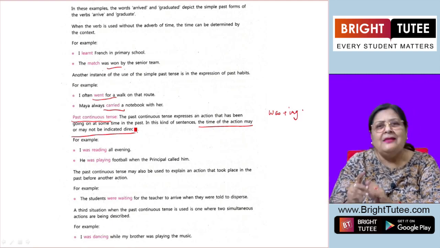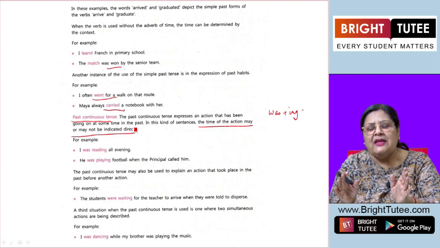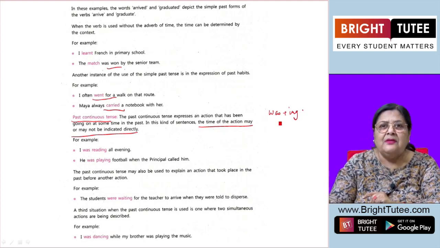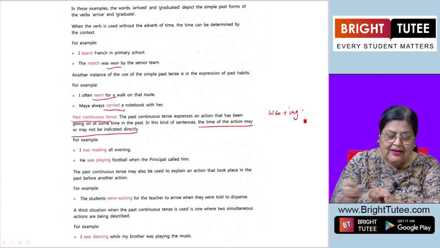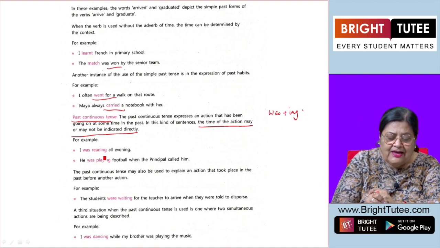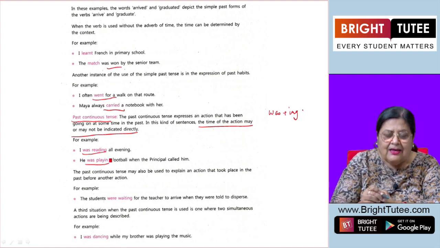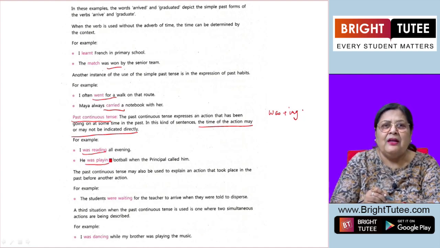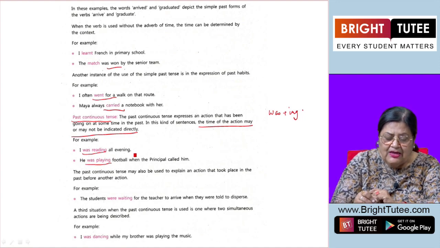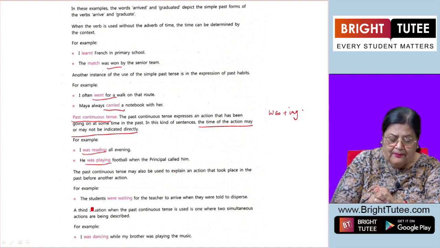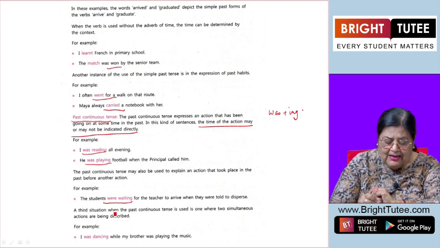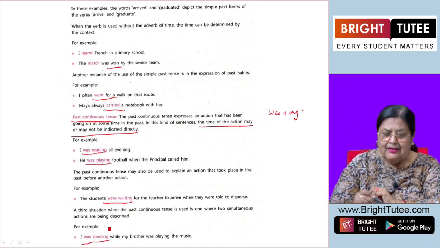In a simple way to say it, we have to use the verb with ing. Like, I was reading all evening. I was playing. Use the past tense along with the verb and put an ing. I was reading all evening. I was playing football when the principal called me. The students were waiting. I was dancing.